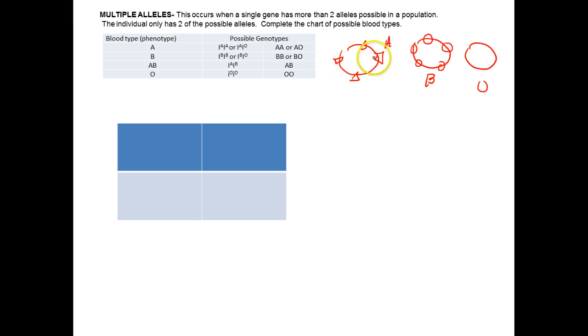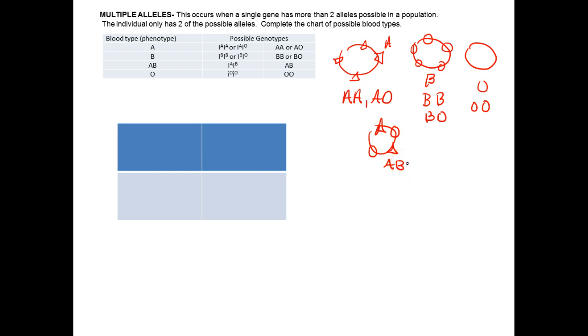If you're blood type A, your alleles could be big A, A or AO. If you're blood type B, you could be BB or BO. And blood type O, you have to be OO. Now you can also be blood type where you have both the carbohydrate groups, and that's blood type AB, and AB can also get blood that is A, B, or O.